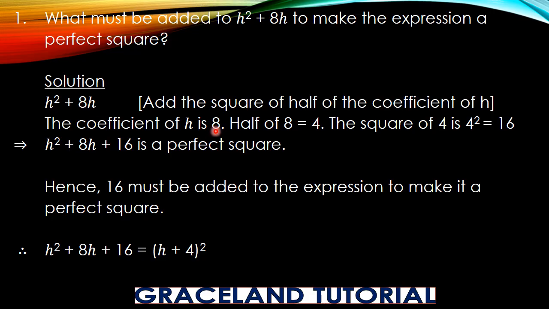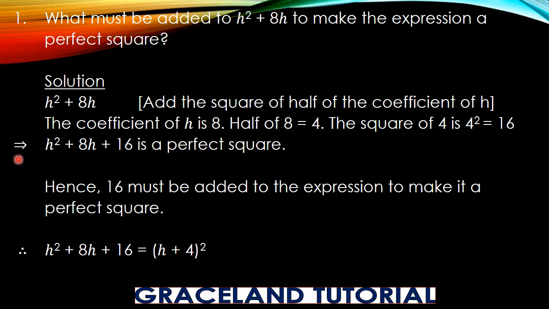Half of 8 will be equal to 4. Half of 8 means divide 8 by 2. That will give you 4. Now, the square of 4 is 4 squared, and 4 squared means 4 times 4. 4 times 4 is equal to 16.